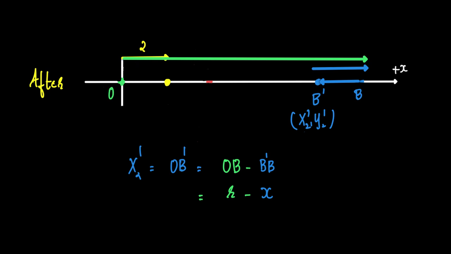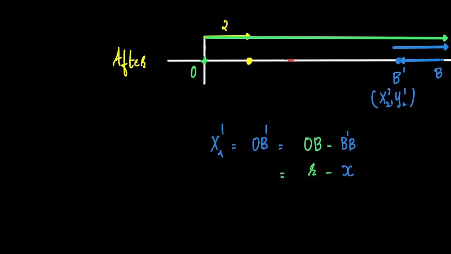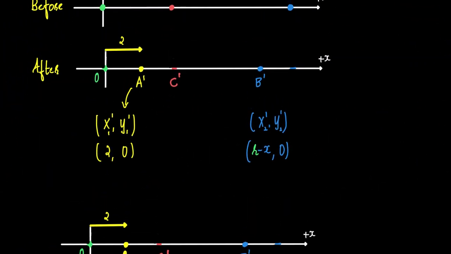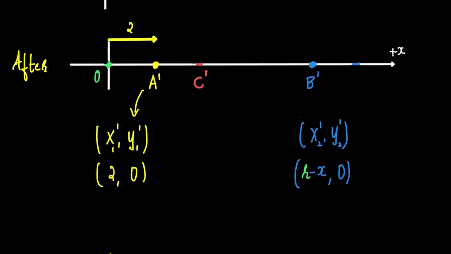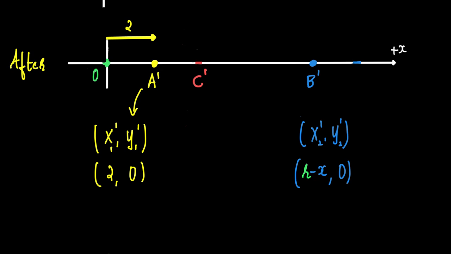What is OB? It is the distance between origin and B, which is the earlier distance between A and B, which is R. What is BB dash? We don't know. That's the unknown value here. So BB dash is equal to X. So what is X2 dash? R minus X. In this graph, if we write down these findings, we have x2 dash is r minus x and y2 dash is 0.